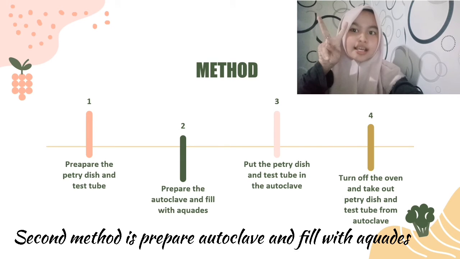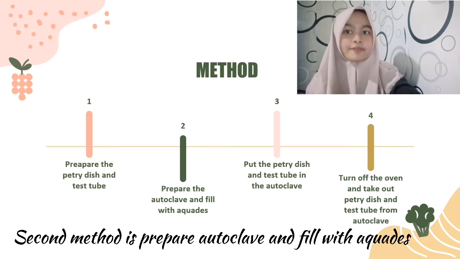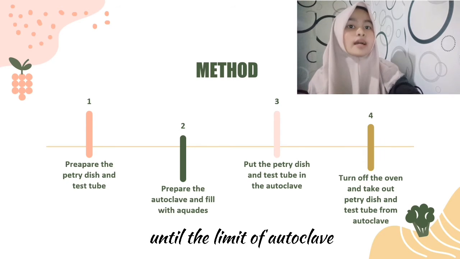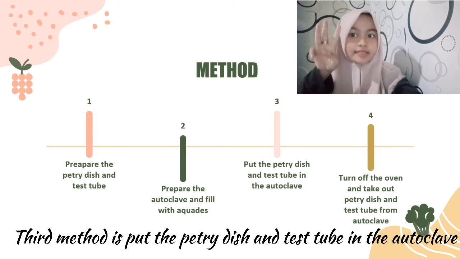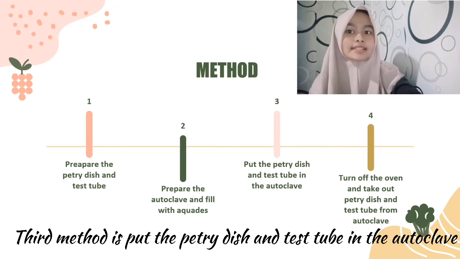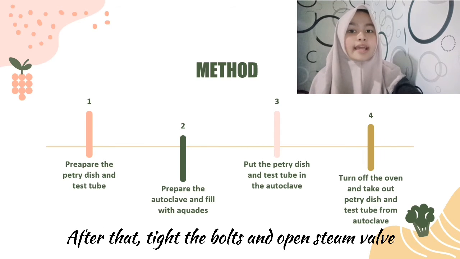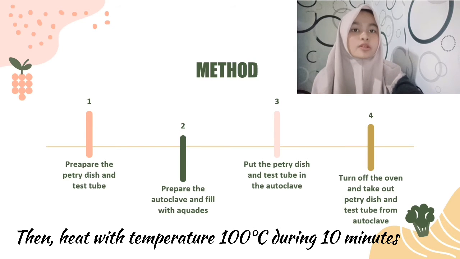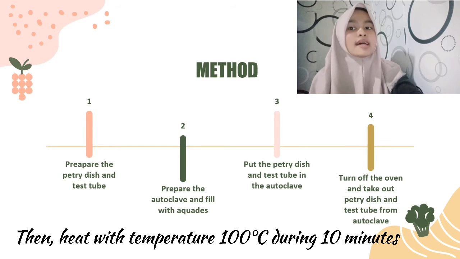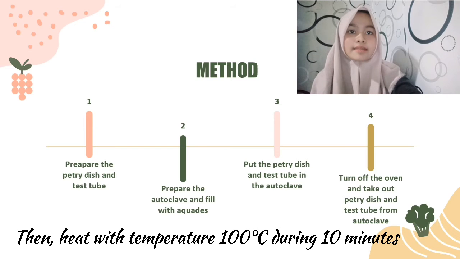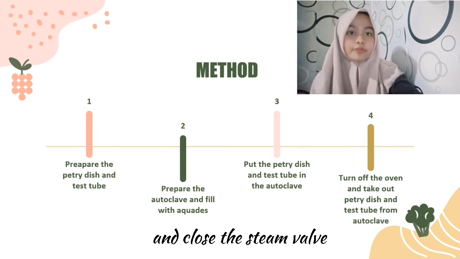Second method is to prepare the autoclave and fill it with aqueous until the limit of the autoclave. Third method is to put the petri dish and test tube in the autoclave. After that, tighten the bolts and open the steam valve. Then, heat with temperature 100 degrees for 10 minutes and close the steam valve.